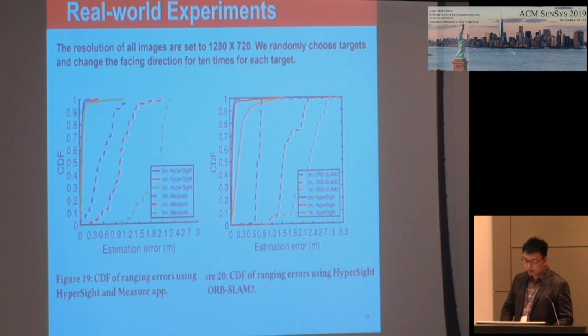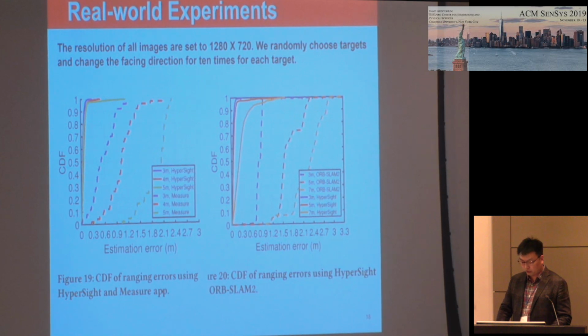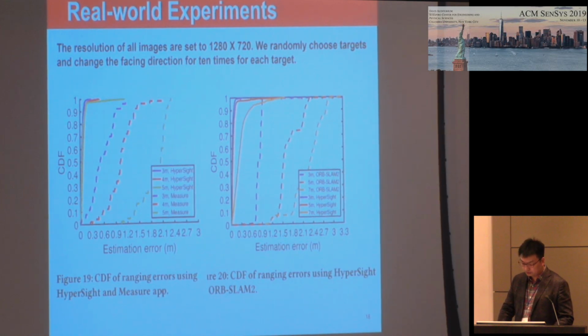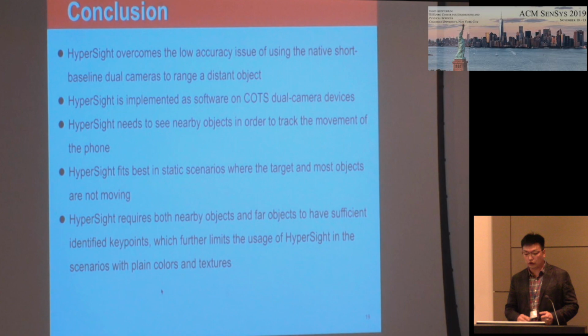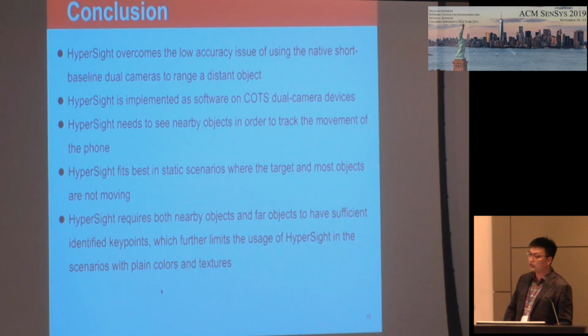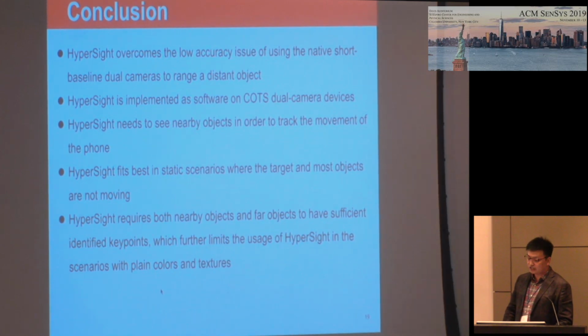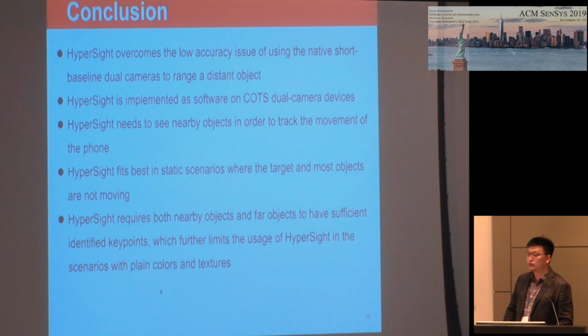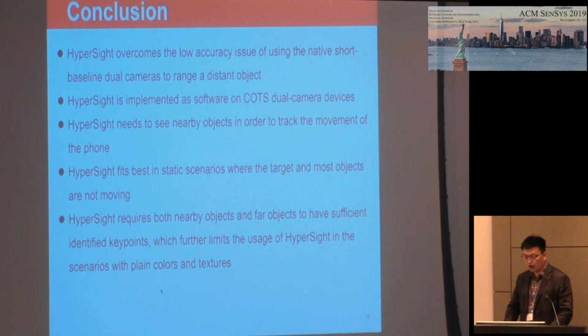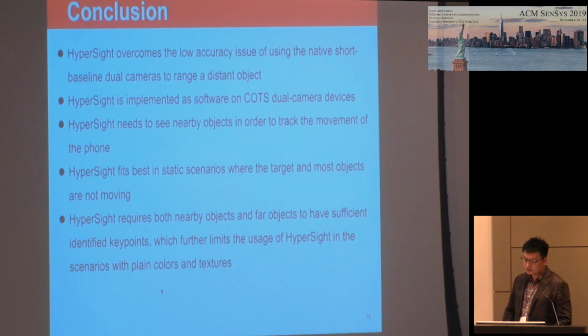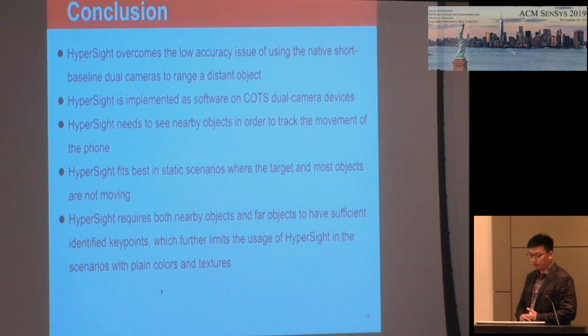Similarly, we also compare HyperSight with Measure and with ORB-SLAM 2. So here I will conclude my work. HyperSight is designed to overcome the low accuracy issue of using native short baseline dual cameras to range a far or distant object. HyperSight is also implemented as software on COTS dual camera devices.